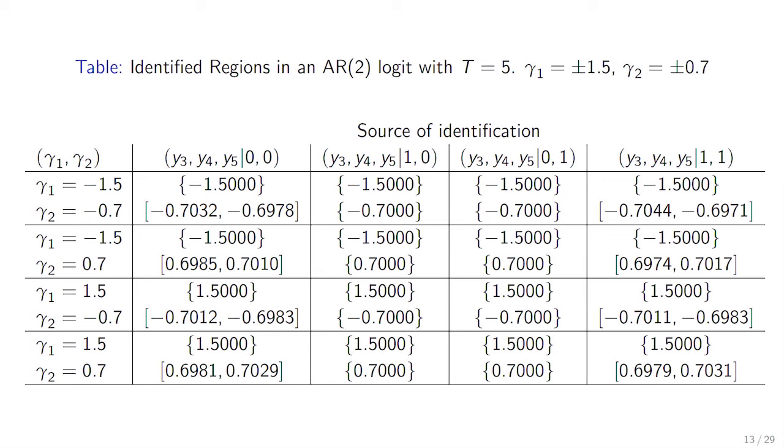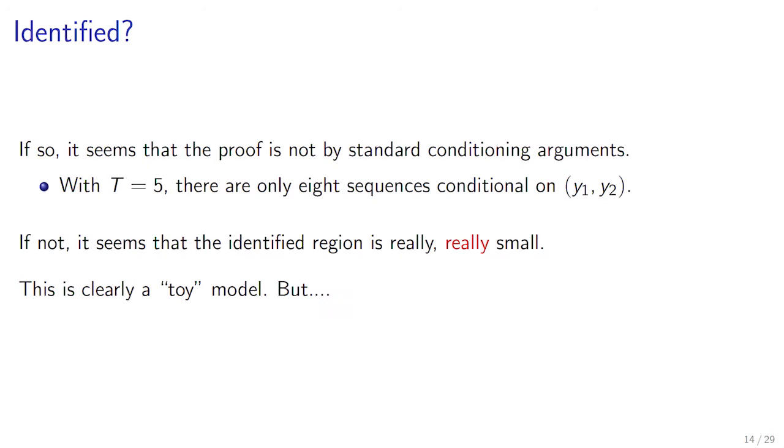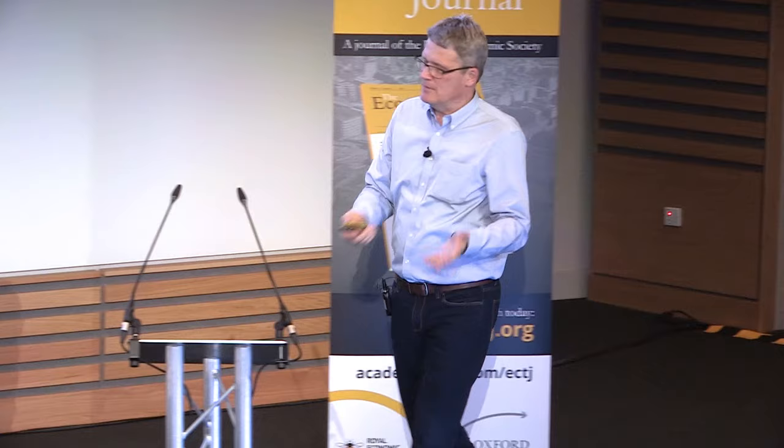Okay, so this is kind of a puzzle, and I'm just going to leave it up there if people have good ideas. This is clearly a toy model, but the point is, the toy models are exactly the models where we should be able to say something, and when we get something that's empirically relevant, then things get messy. But here, things are messy even in the toy model, right?